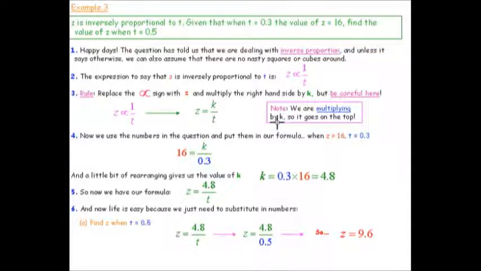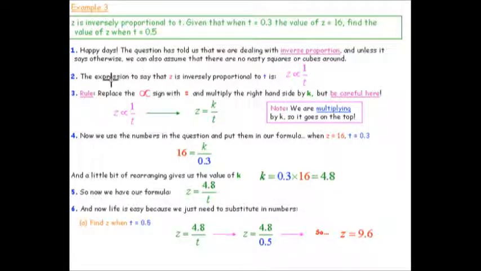Okay, example 3, talk about inverse proportion. Z is inversely proportional to t. Given that when t is equal to 0.3, the value of z is equal to 16, find the value of z when t is equal to 0.5. Okay, the question has told us that we're dealing with inverse proportion.